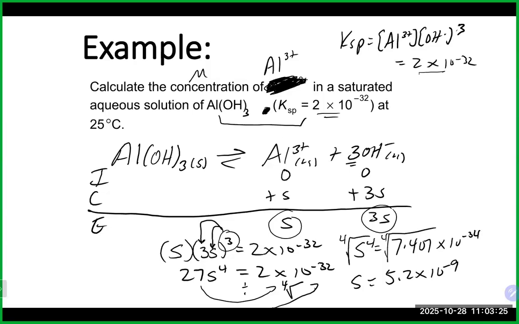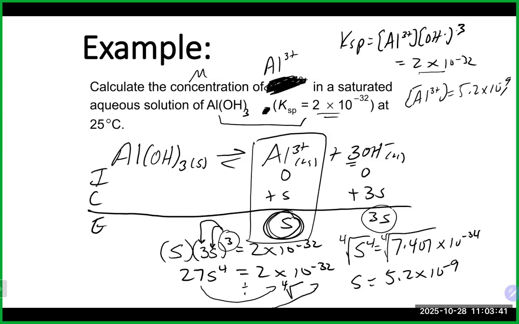That is going to be our aluminum concentration. As we can see from our table, that is what S is equal to. So the concentration of aluminum in this case would be 5.2 times 10 to the minus 9 molar. We could, by the way, also figure out the concentration of hydroxide. That would be 3 times our 5.2 times 10 to the minus 9, and that would get us something like 1.6 times 10 to the minus 8 molar.